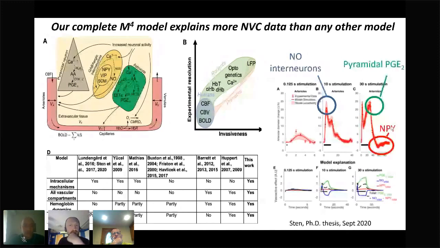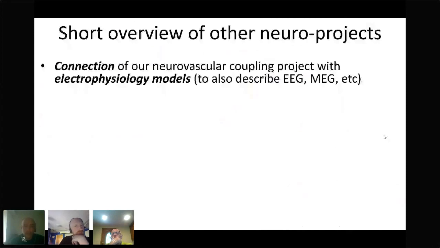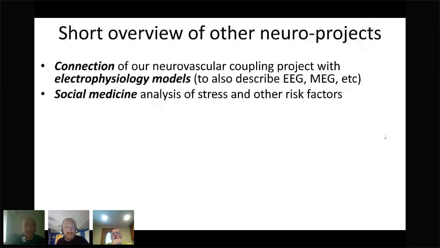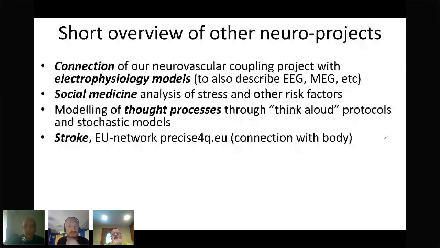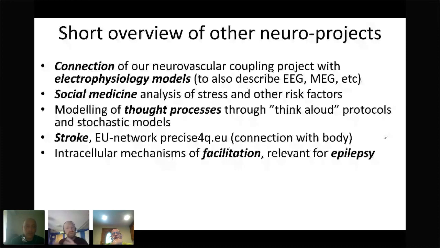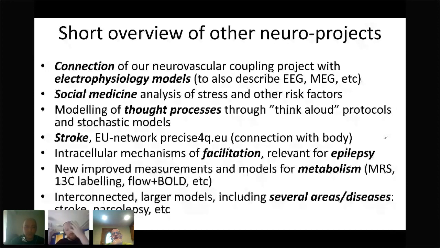So we're also doing all sorts of other projects in the neurofield, which I'm not talking about now because of lack of time. We are connecting our neurovascular coupling models with more detailed electrophysiological models to explain also other data, EEG and MEG and so on. We are looking at social medicine analysis to look at stress and other risk factors. Thought processes according to think aloud protocols, where patients are basically saying what they are thinking, and then we monitor both bodily functions and neuronal activity in different ways, and we are describing the thought processes combined with the physiology. Stroke, we're doing quite a lot of facilitation, which is an intracellular process involved in epilepsy, metabolism, and also we are moving more and more to interconnected models where we have different brain areas.